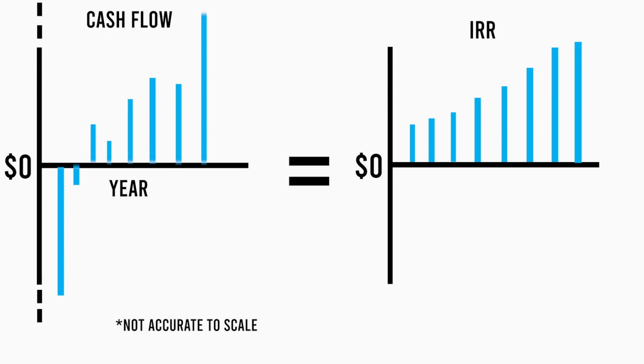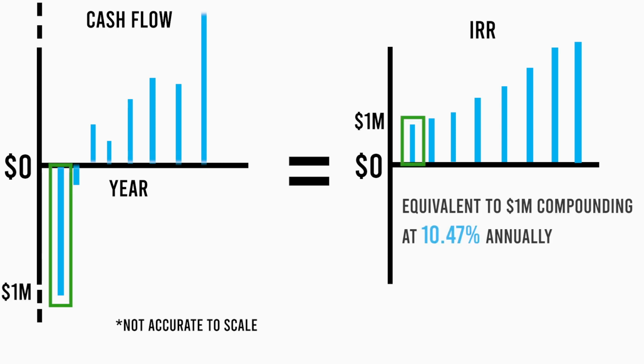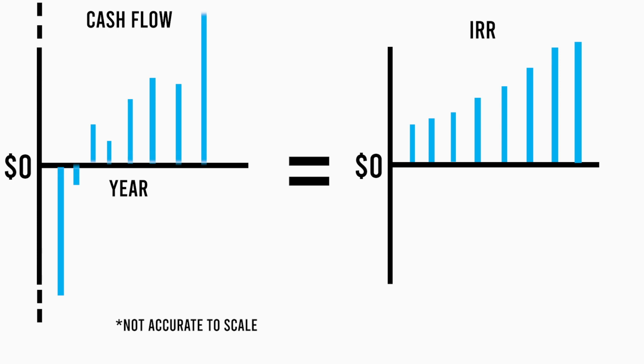So if we put in $1 million in year 1, the IRR calculation tells us that we need to earn 10.47% compounded over 8 years in order to make the same amount of money as the cash flows we achieved.